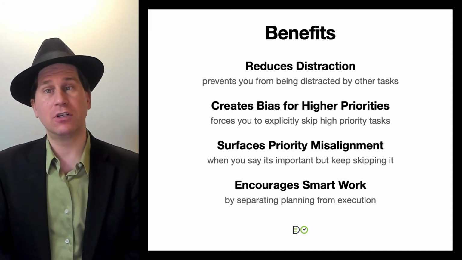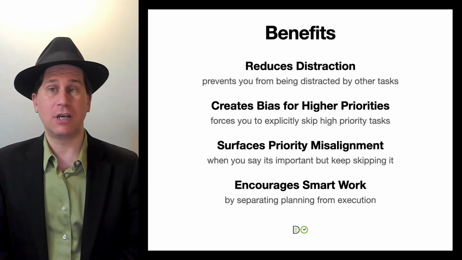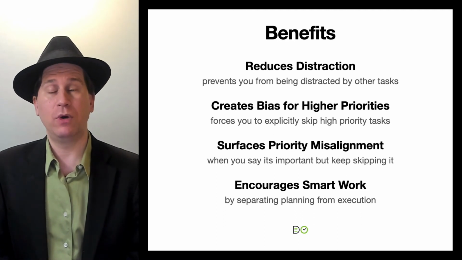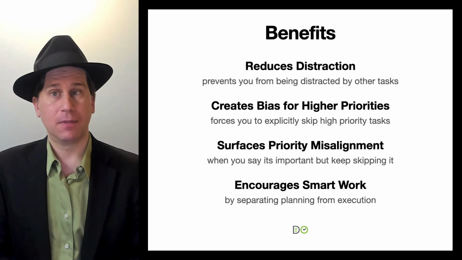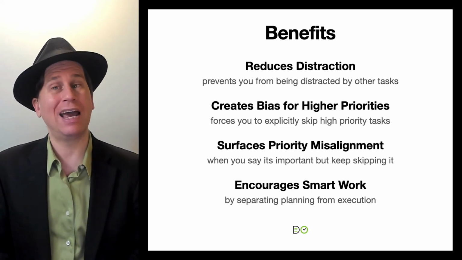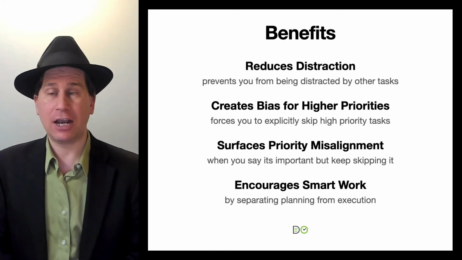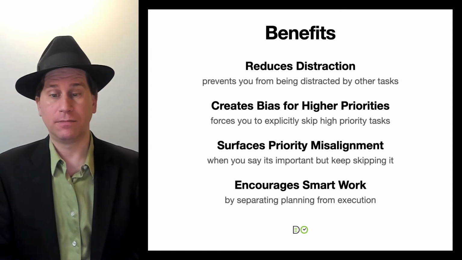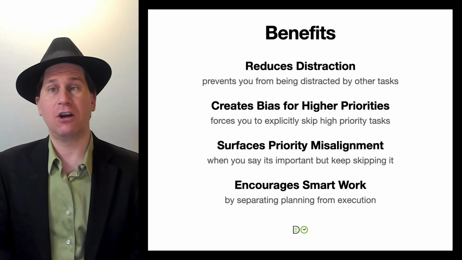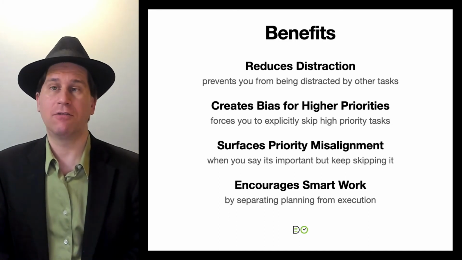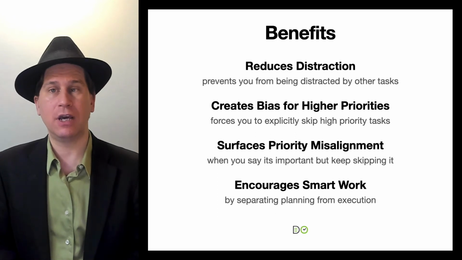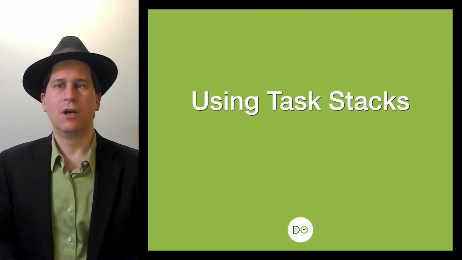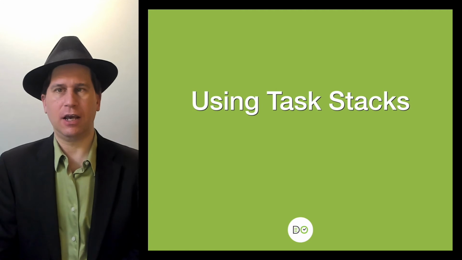It also helps surface priority misalignment. As we'll dive deeper into the technique, by tracking how often we skip, we can figure out things where we say it's important, but we keep skipping it, which means it's not actually important, or we're not actually treating it as important. Our actions are not aligned with what we're saying is important. And finally, task stacks encourage smart work because it separates planning from execution. So what we're going to do with task stacks is build our task stack separate, outside of our time block.